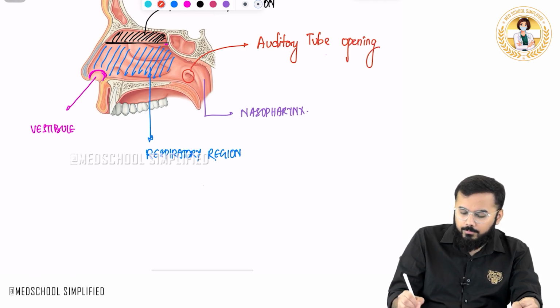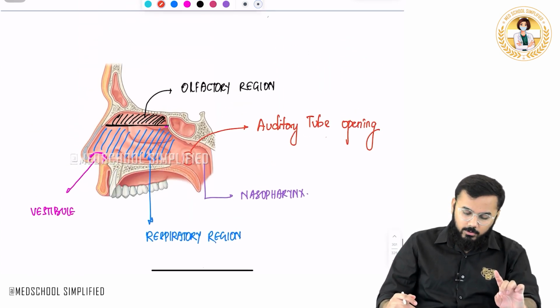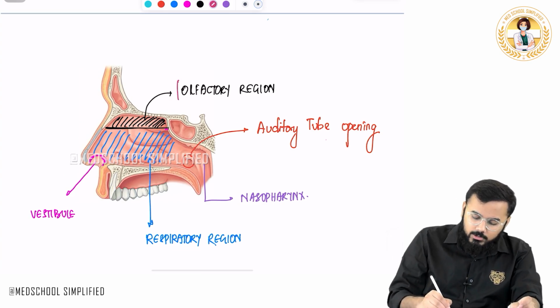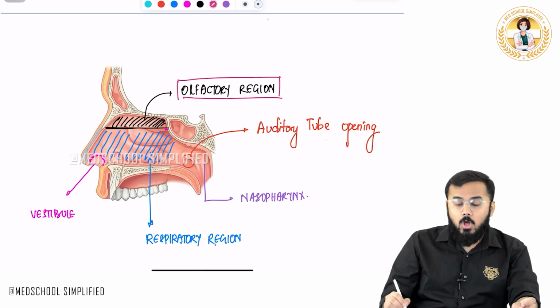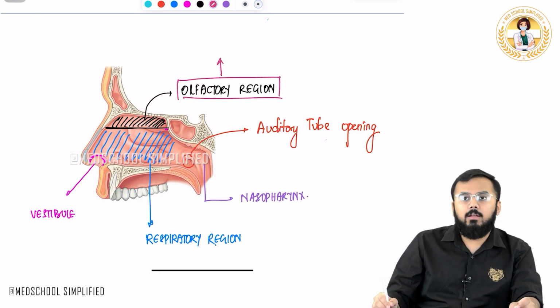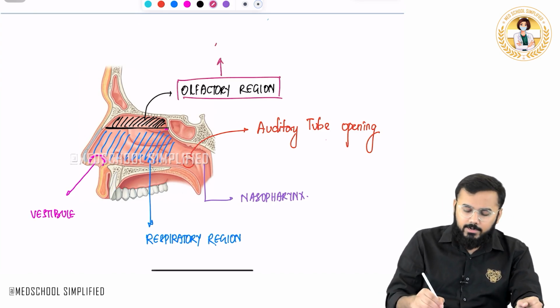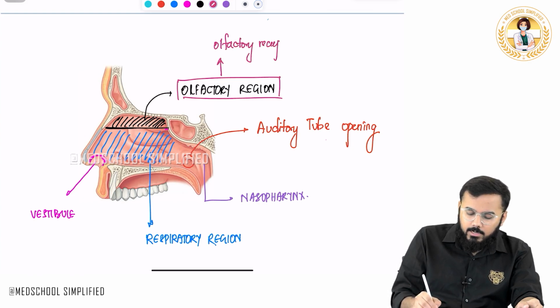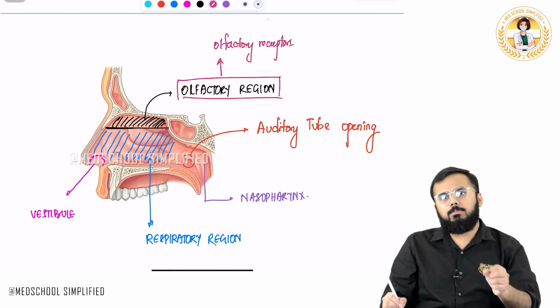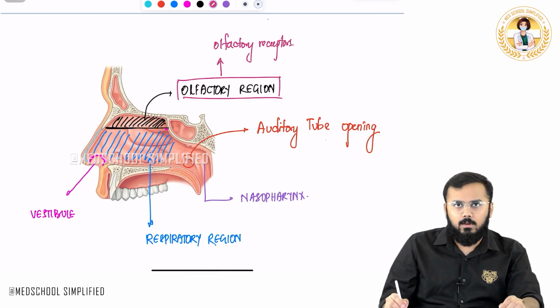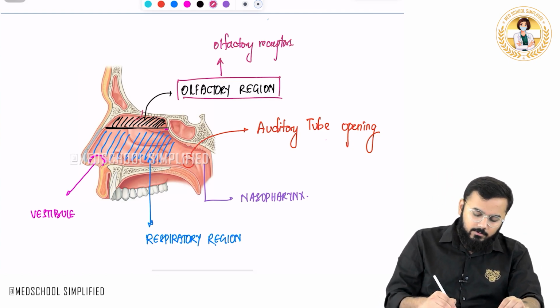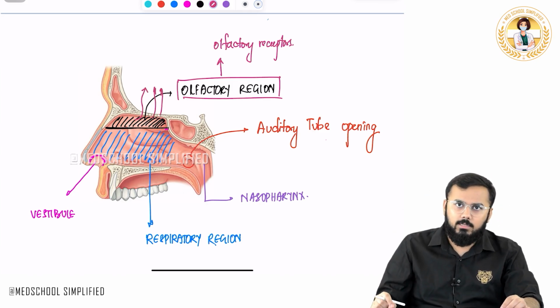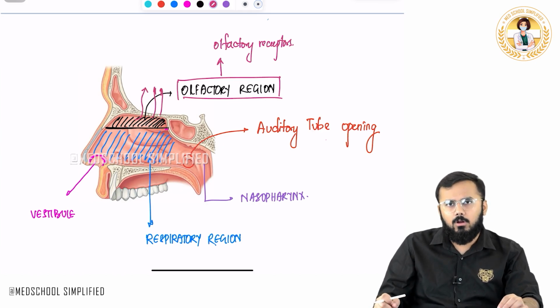Now, what is the importance of this olfactory region? The olfactory region is the one which has the olfactory receptors. As all of you know, olfactory receptors take the sensations of smell, and from there, with the help of the olfactory nerves, they carry them up to the frontal cortex. You have the olfactory bulb and all, so there it will take these sensations.